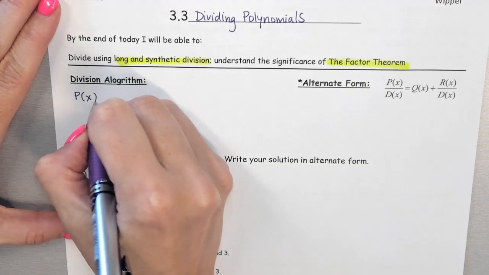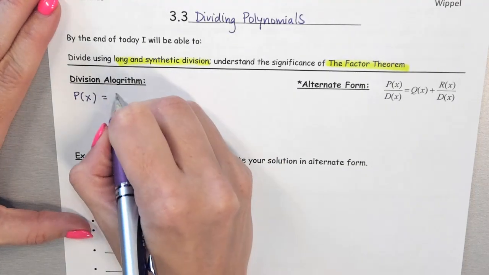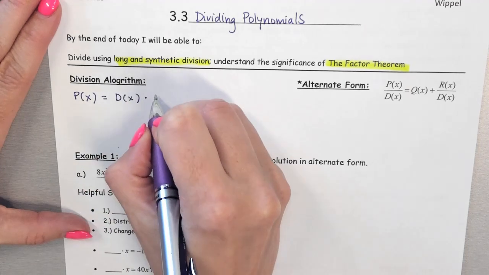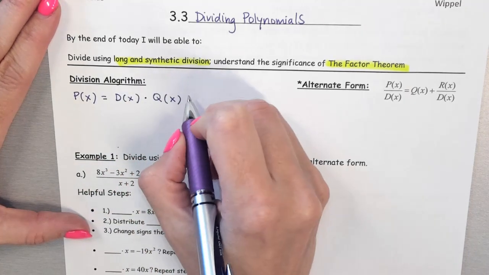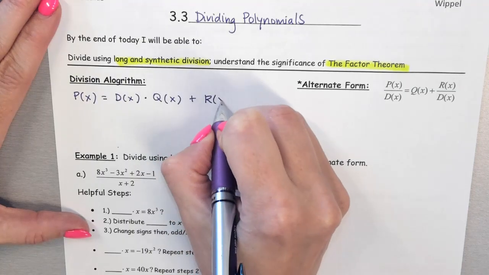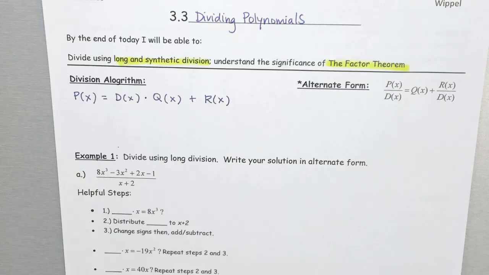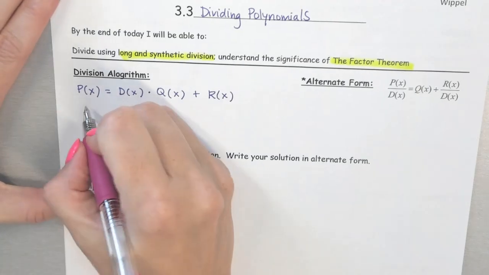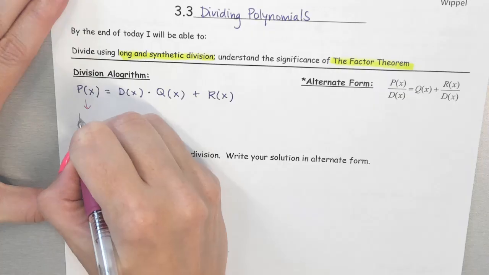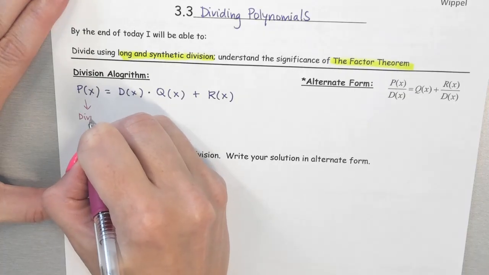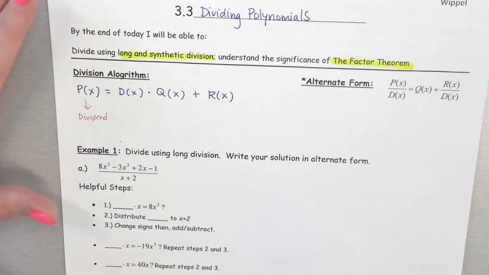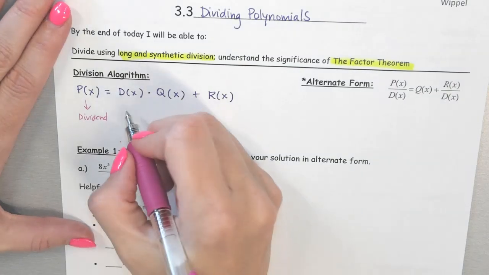So there is an algorithm for division. It is that P of x is equal to D of x times Q of x plus R of x. Okay, so we're going to write out what those mean. Remember that P of x is just your polynomial. Okay, so P of x is your polynomial, and when you are dividing, it is your dividend, or the value that goes underneath your division symbol.